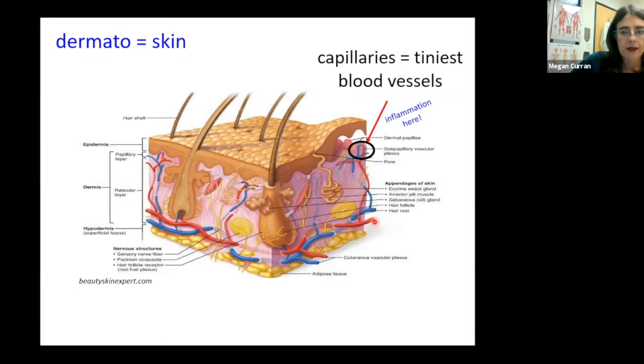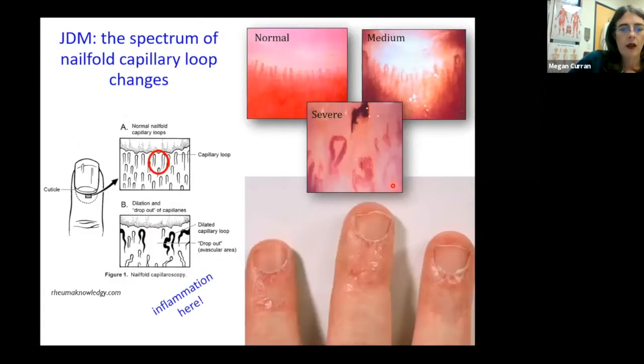So here is a cross-section of skin. And as you'll see, there's blood vessels here that feed the skin, and they come up to the very surface where they make this nice little U-turn right at the surface of the skin. And this is the area, these little tiny capillaries, that get inflamed from the system. And that causes rash on the skin.